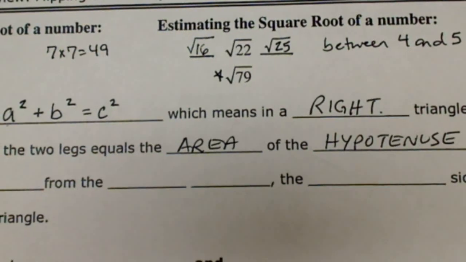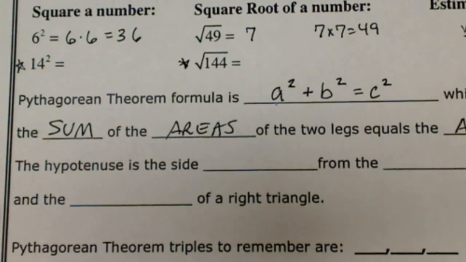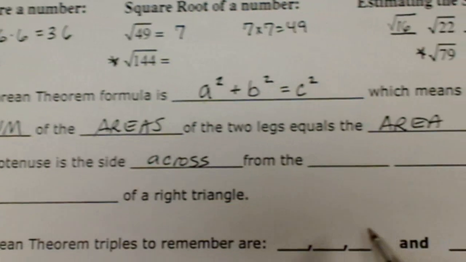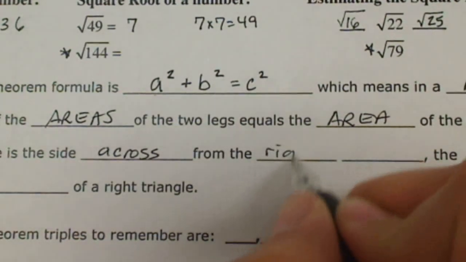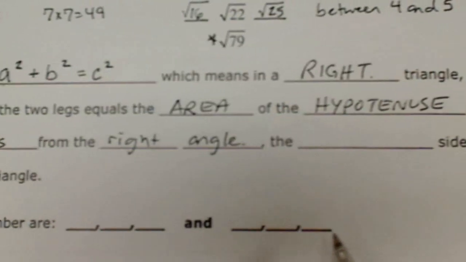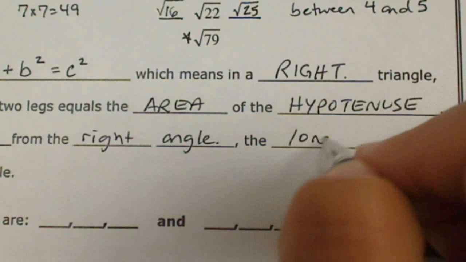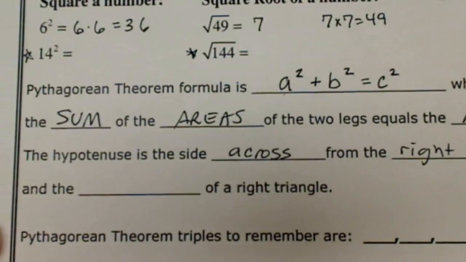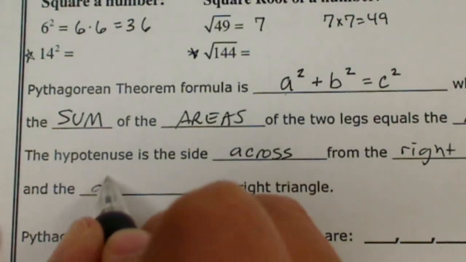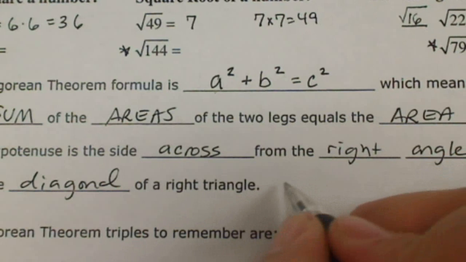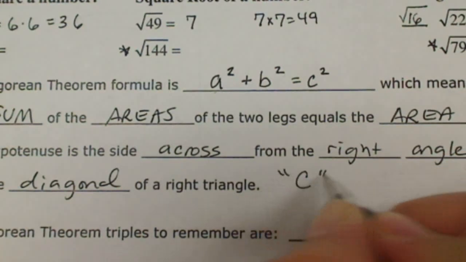Well, let's go ahead and just review what a hypotenuse is. The hypotenuse is a side across from the right angle. It is the longest side. It is the diagonal of a right triangle. And we call it C.